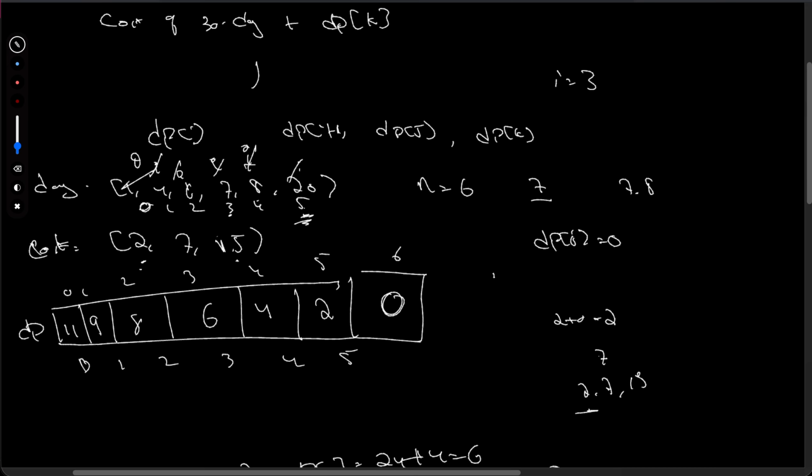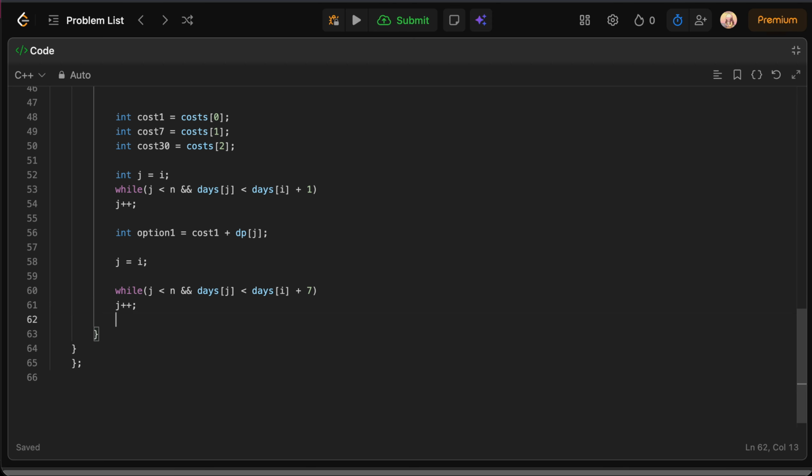So option 2, you have to write option 2 also, and option 2 is cost of 7 plus dp of j. So first write the code, then we'll explain you.